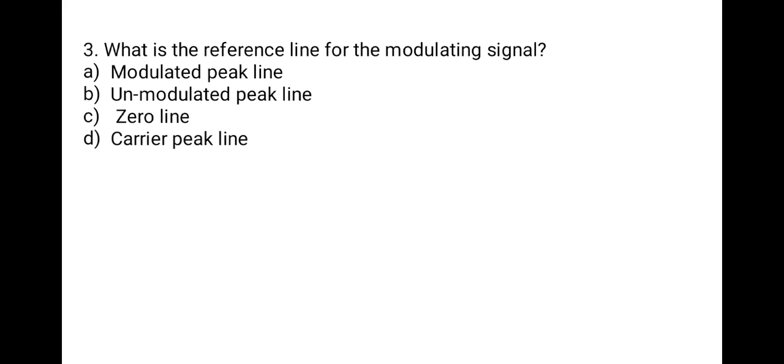The next question is, what is the reference line for the modulating signal? First option, modulated peak line. Second, unmodulated peak line. Third, zero line. And last one is carrier peak line. And the correct option is D. Carrier peak line is the reference line for the modulating signal.